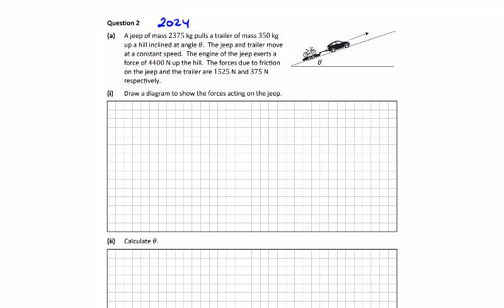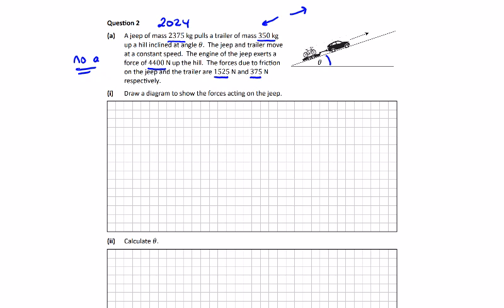Question 2, we have a Jeep of mass 2375 kilos pulling a trailer of mass 350, and we have our angle theta here. They move at a constant speed, so there's no acceleration here, so the forces must be equal, opposing forces. The engine exerts a force. We have the force up the hill, 4400 newtons, and the forces due to friction are 1525 and 375. That's the Jeep and the trailer.